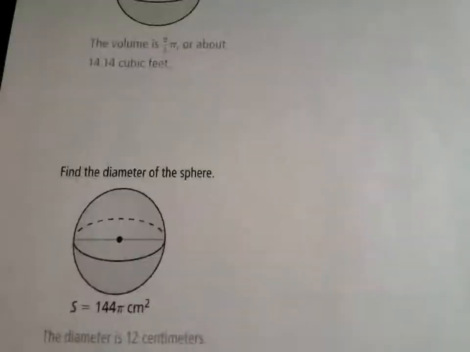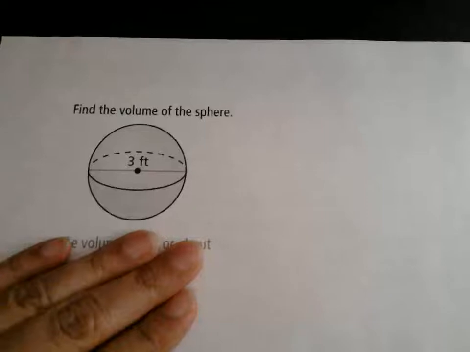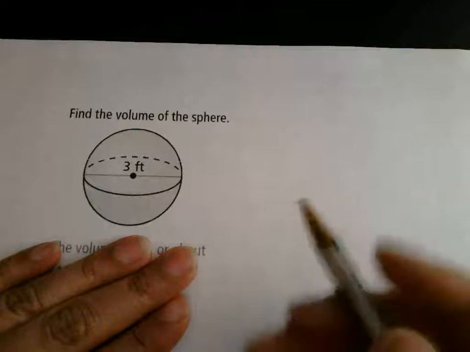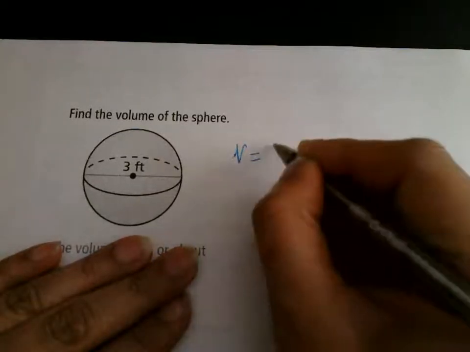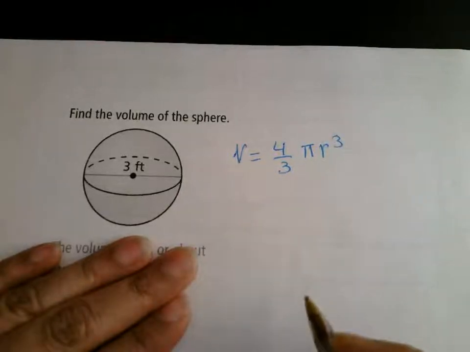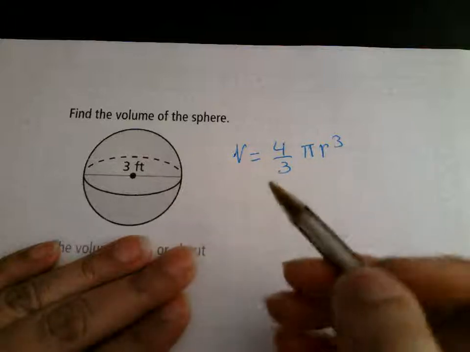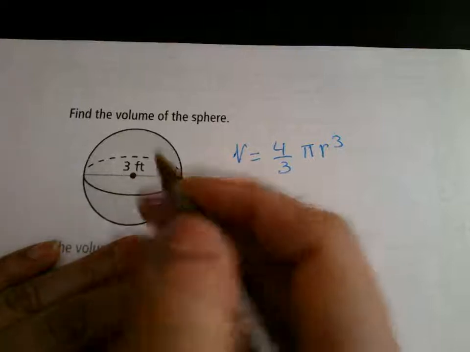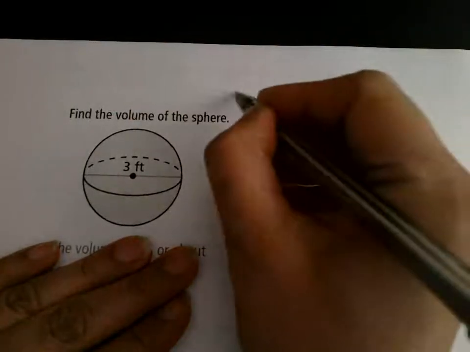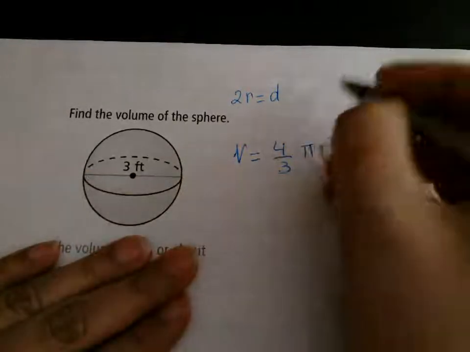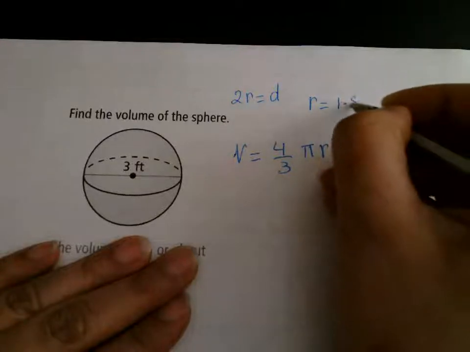Let's see. In this question, they are asking you to find the volume of the sphere. What is the volume? The volume of a sphere is 4/3 pi r cube. Let's apply all the information given to us in this formula. If the total diameter is 3, what should be the radius? Half of the diameter, because 2 times the radius is the diameter. In this case, the diameter is 3, so the radius will be 1.5.